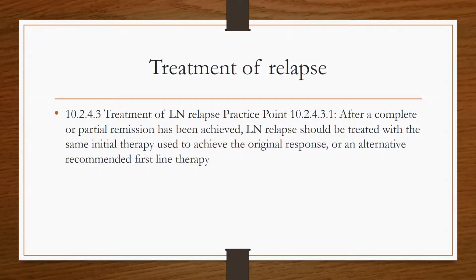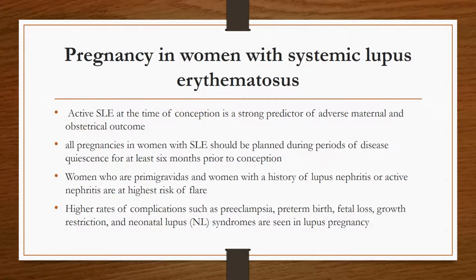Treatment of relapse. If patient responded to a certain treatment regimen, you would use the same one for the treatment of relapse. Pregnancy and SLE. Active SLE at the time of conception is a strong predictor of adverse maternal and obstetric outcome. During pregnancy, if you have to treat lupus, you could use hydroxychloroquine, you could use steroid, you could use azathioprine and calcineurin inhibitor, but MMF would be contraindicated.